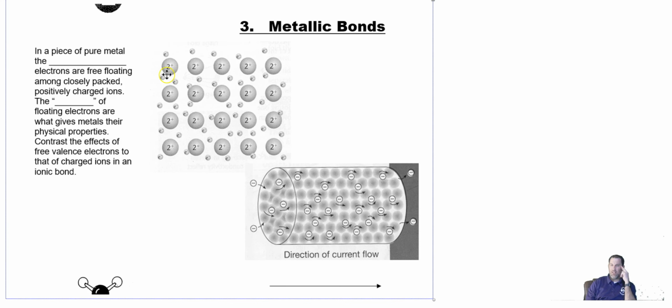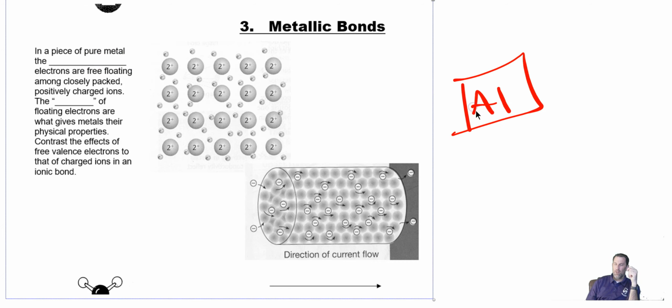So then we get to metallic bonds. The metallic bonds behave weirder than anything we've talked about so far. In a metallic bond, we're talking about a pure piece of metal, just like a chunk of aluminum. It's not bonded with anything, it's just its own atoms all kind of mixing together. So in a pure piece of metal, the valence electrons are free floating among closely packed, positively charged ions. The sea of floating electrons is what gives metals their physical properties.